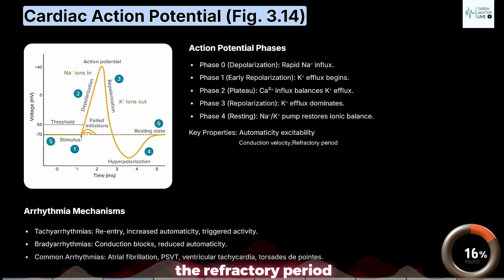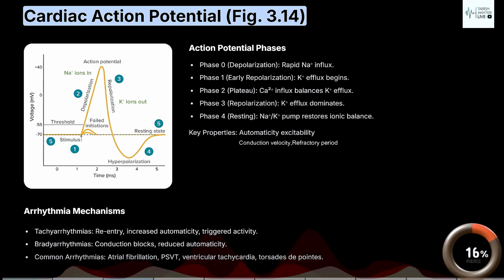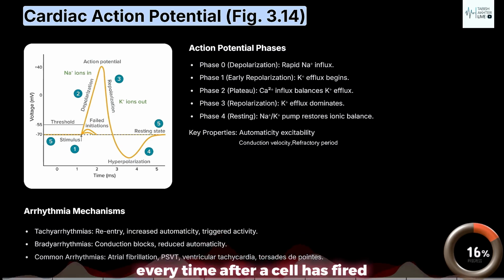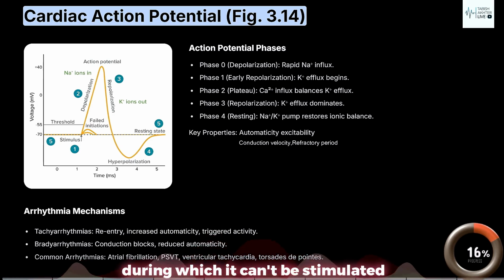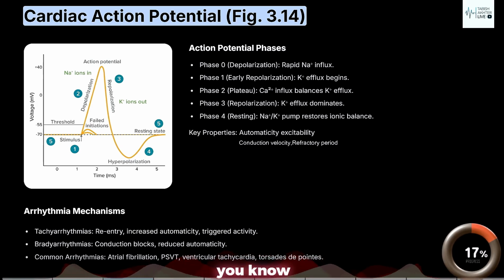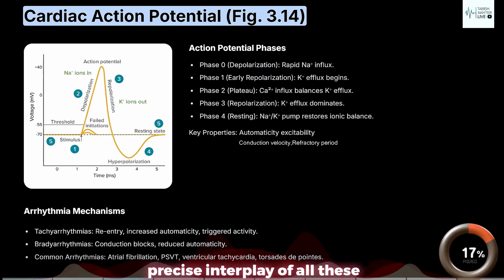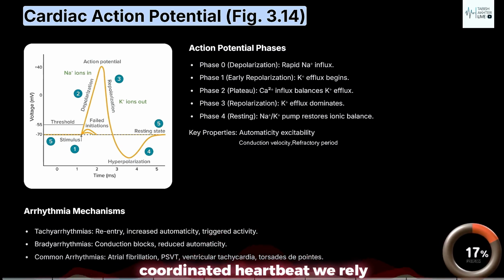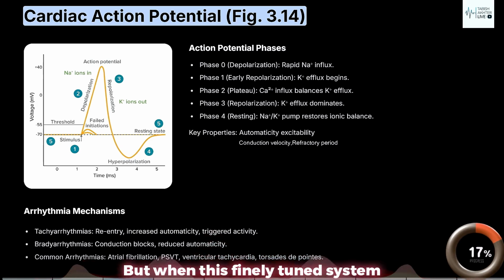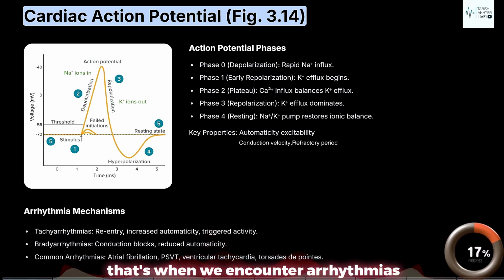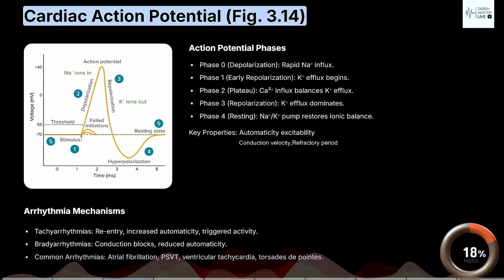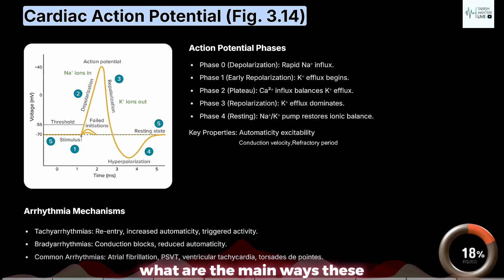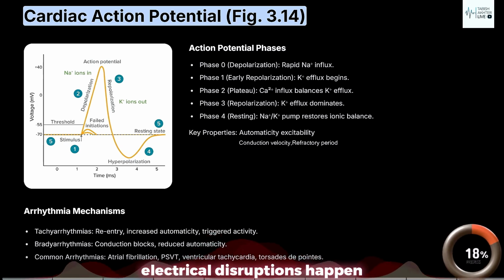And finally, the refractory period. A crucial recovery time after a cell has fired, during which it can't be stimulated again immediately. It's this precise interplay of all these properties that gives us that smooth, coordinated heartbeat we rely on. But when this finely tuned system goes awry, that's when we encounter arrhythmias. According to our material, what are the main ways these electrical disruptions happen?